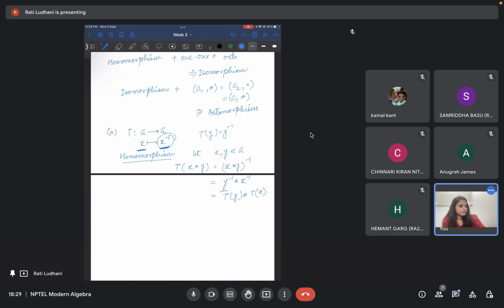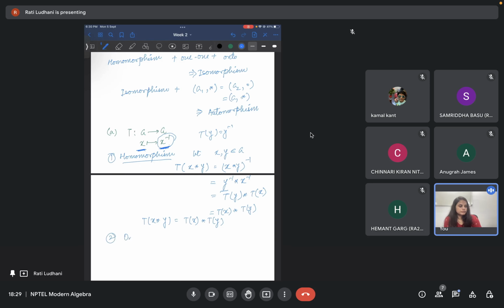Okay, right, so you can actually write T of x star T of y. So this is true: T of x star y is equal to T of x T of y. So the first property is checked.